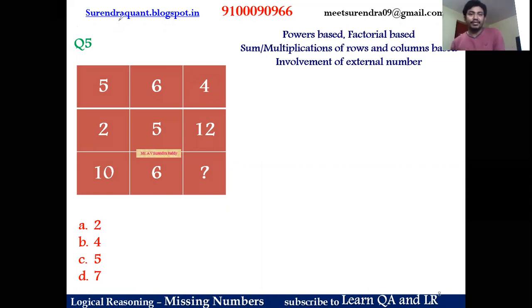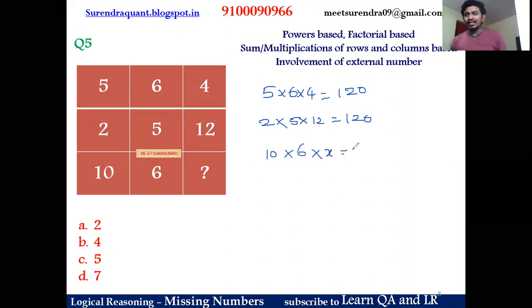So what you can take typically, if I think about products, let us think in terms of products. So 5 into 6, 30, 30 into 4, 120, right? So 5 into 6 into 4, the product we got as 120. If you think the same way, 2 into 5, 10, into 12, 120. Yes, it perfectly matches. If you try to do the same thing for the third row, 10 into 6 into some missing term.